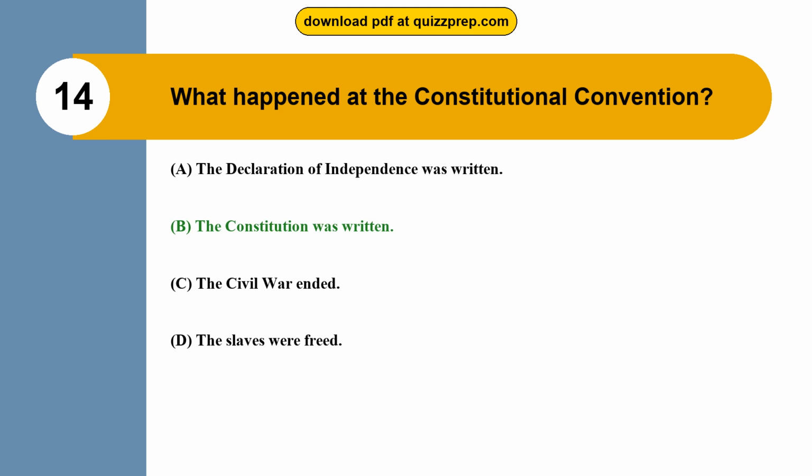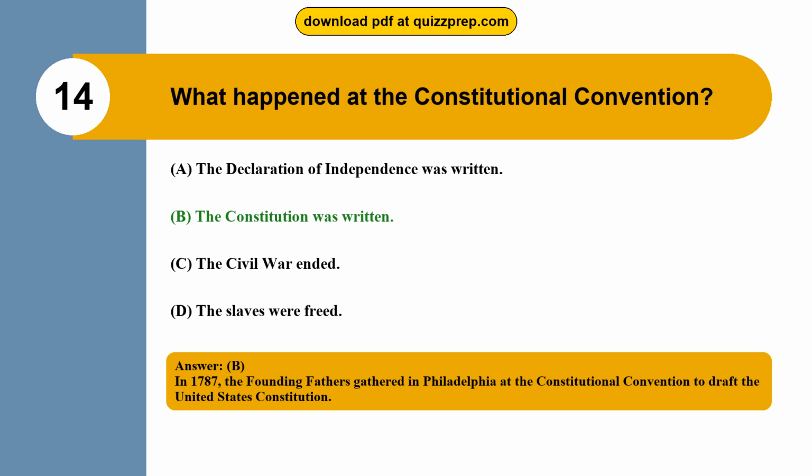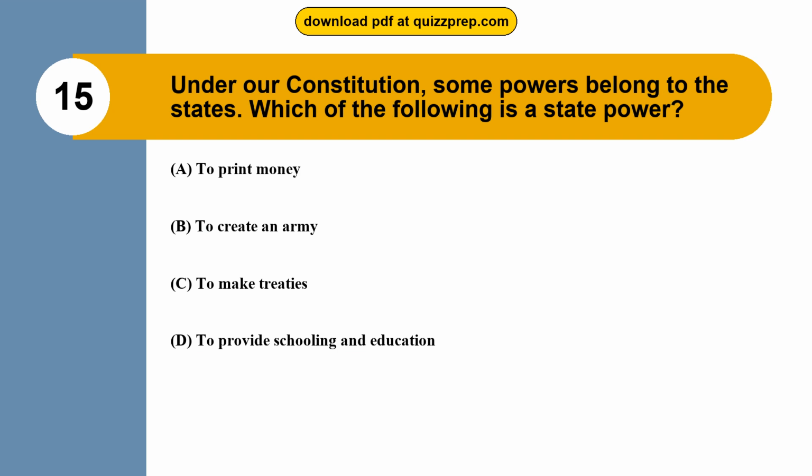The Constitution was written. In 1787, the Founding Fathers gathered in Philadelphia at the Constitutional Convention to draft the United States Constitution. Question 15. Under our Constitution, some powers belong to the states. Which of the following is a state power?